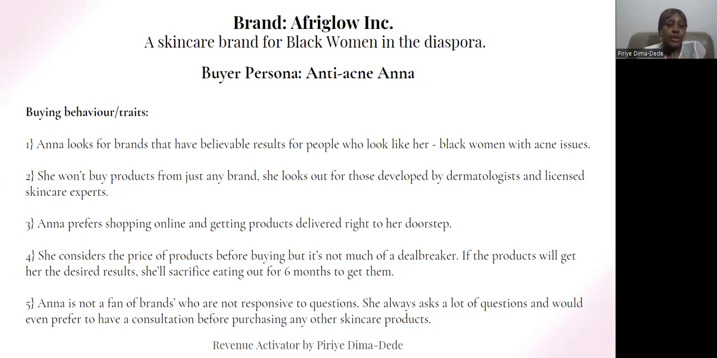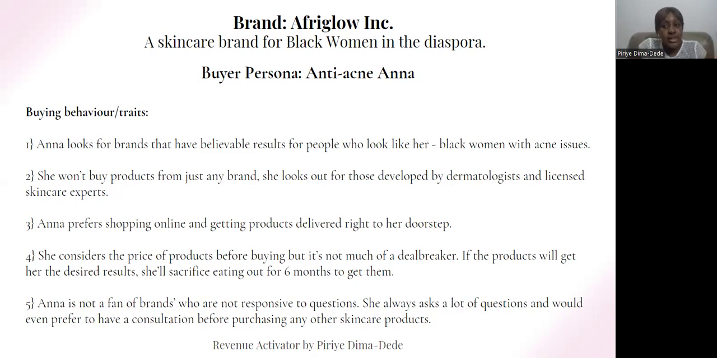Anna prefers shopping online and getting products delivered right to her doorstep. This is another buying behavior or trait that she has. So she would want the product to come to her rather than having to go to a store to pick up the product herself. Anna considers the price of products before buying.